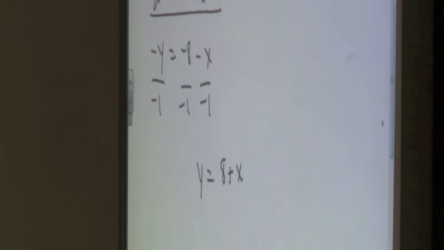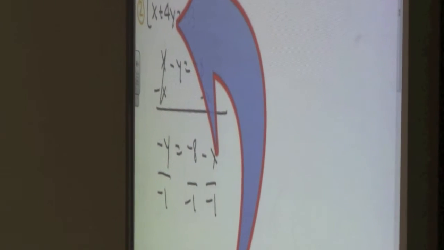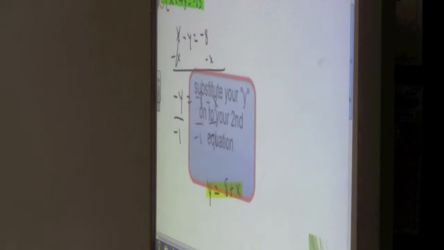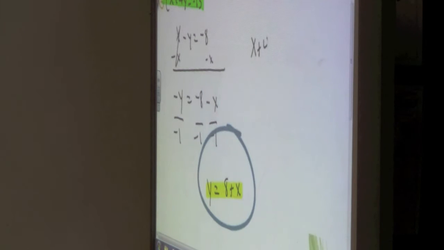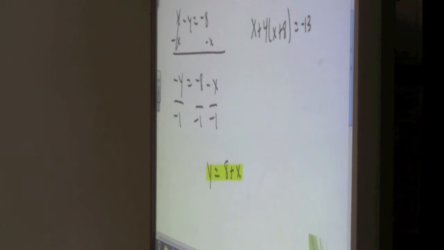So now what we have to do is substitute in this, our y, into our second equation, which is over here. So we're going to have to write it out, and it's going to be x plus 4, and our y now is 8, or x plus 8, equals -13. So we have to solve it now.